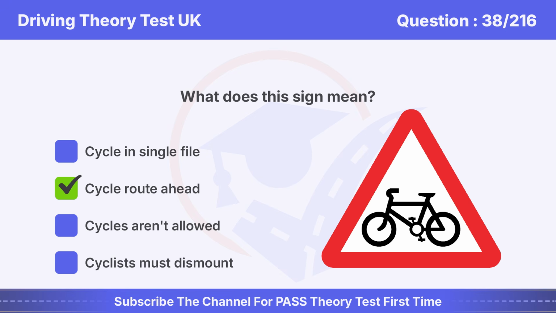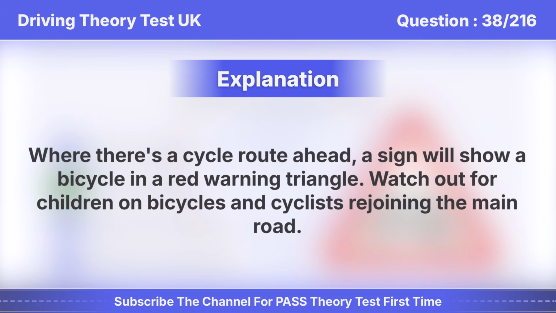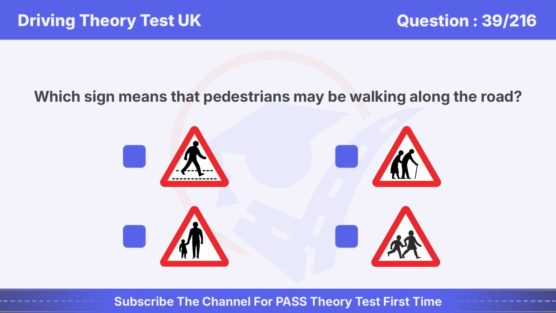Answer is B. Cycle route ahead. Where there's a cycle route ahead, a sign will show a bicycle in a red warning triangle. Watch out for children on bicycles and cyclists rejoining the main road. Question 39. Which sign means that pedestrians may be walking along the road?